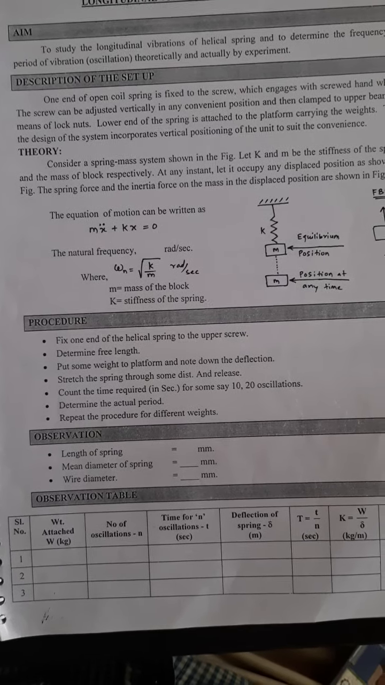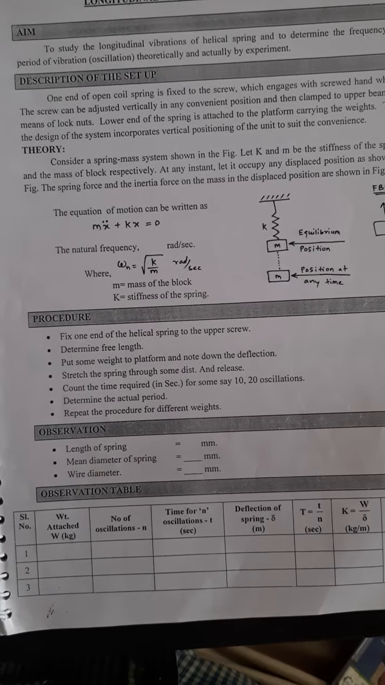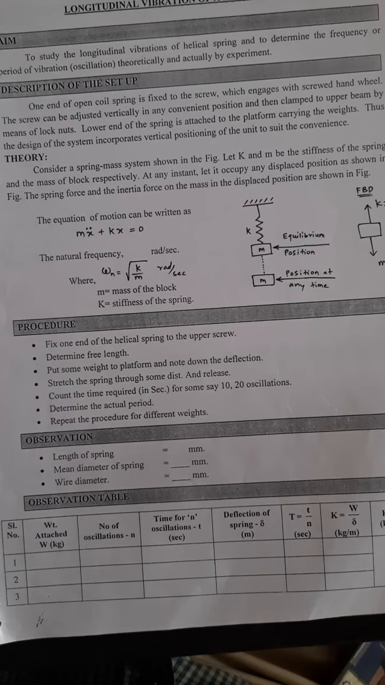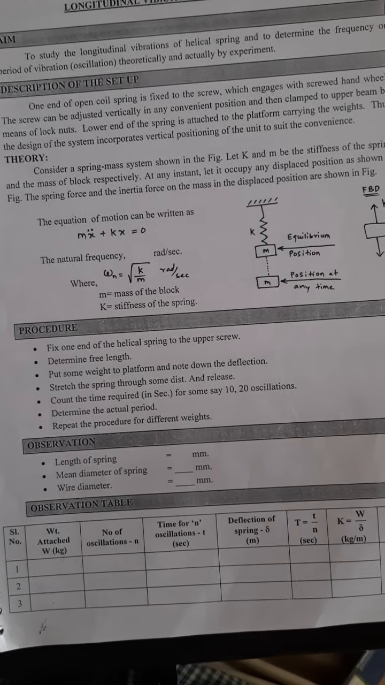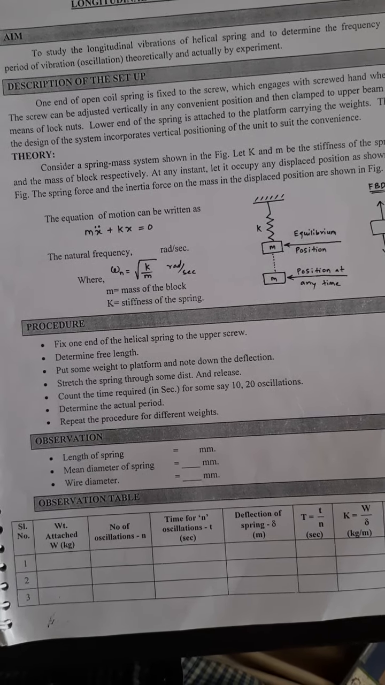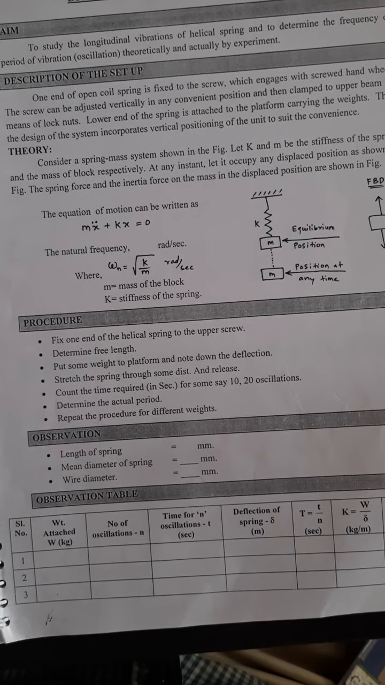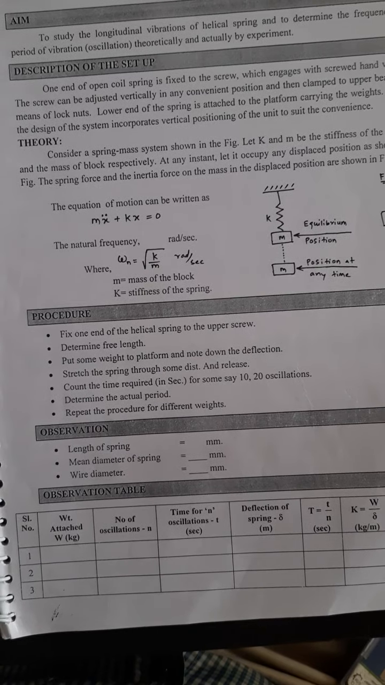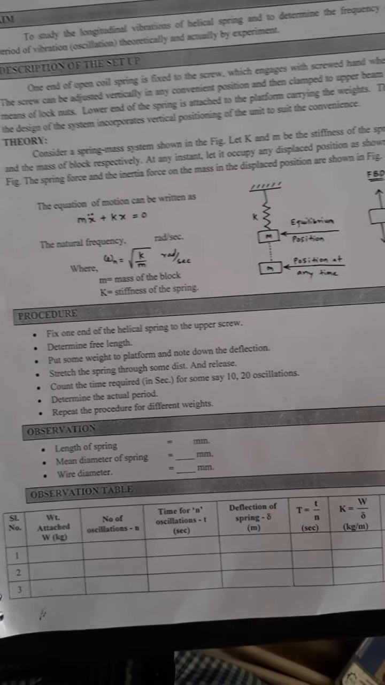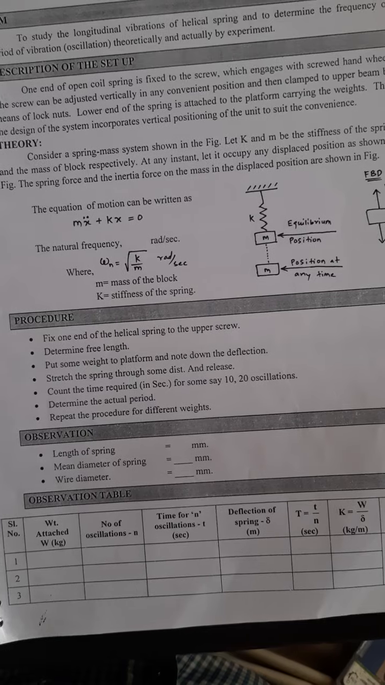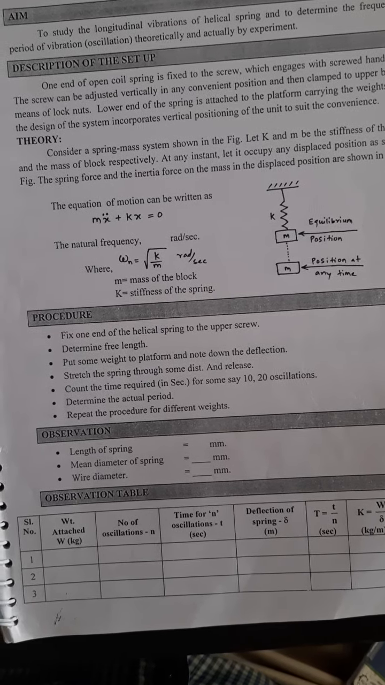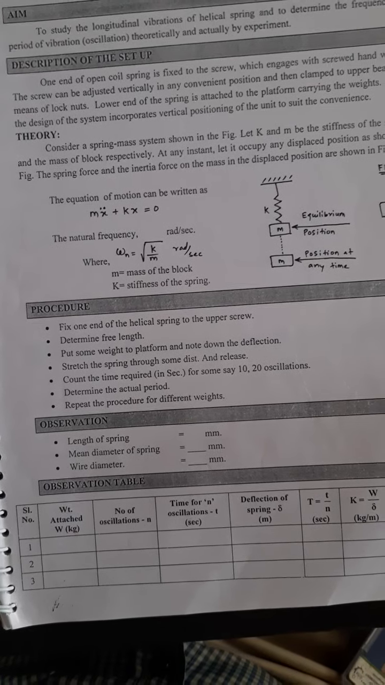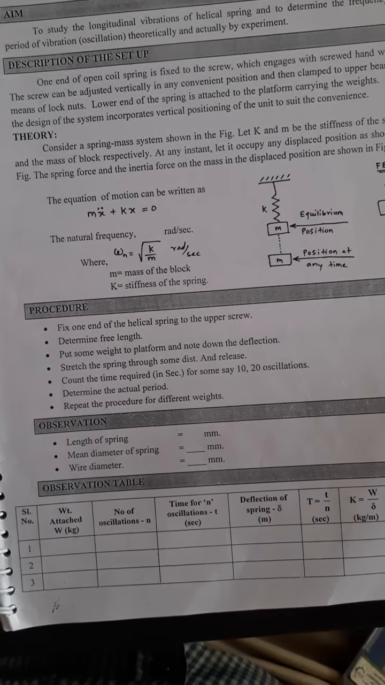So the description of the setup. One end of the open coil spring is fixed to the screw, which engages the screw hand wheel. The screw can be adjusted vertically in any convenient position and then clamped to the upper beam by means of lock nuts. And the lower end of the spring is attached to the platform carrying the weights. Thus the design of the system incorporates the vertical positioning of the unit to suit convenience.